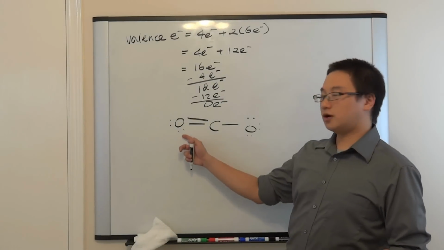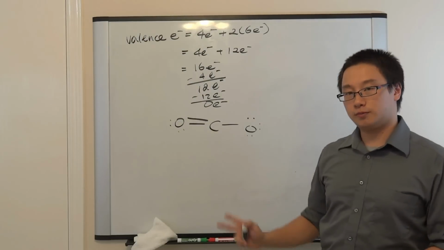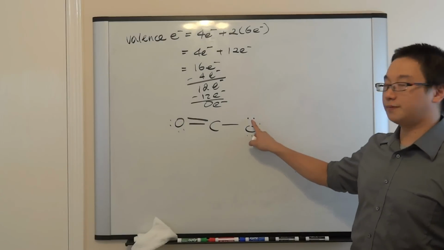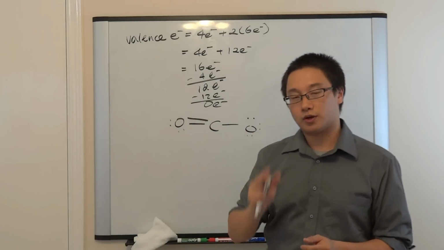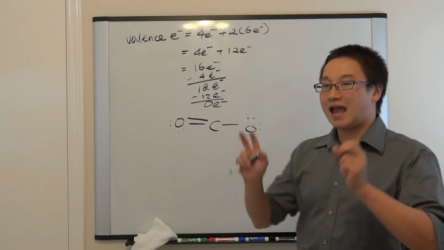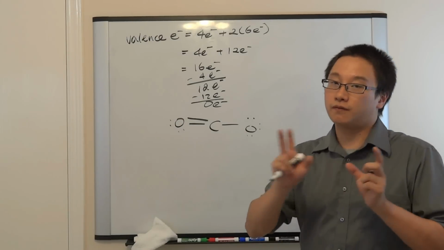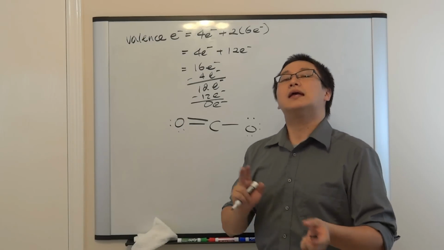Are we going to take 2 electrons from this oxygen and put in here to make a triple bond, or are we going to take 2 electrons from this oxygen to make another double bond? It's a very good question to think about here. Now, technically speaking, if we just focus on drawing the Lewis dot structure, it doesn't really matter.